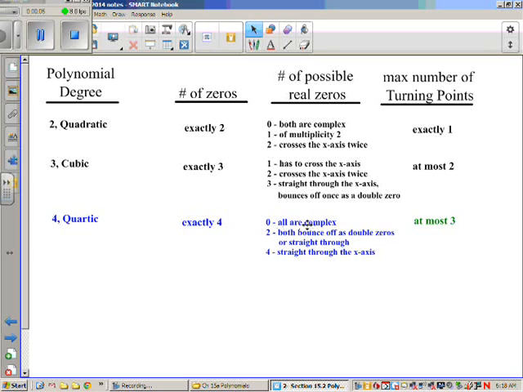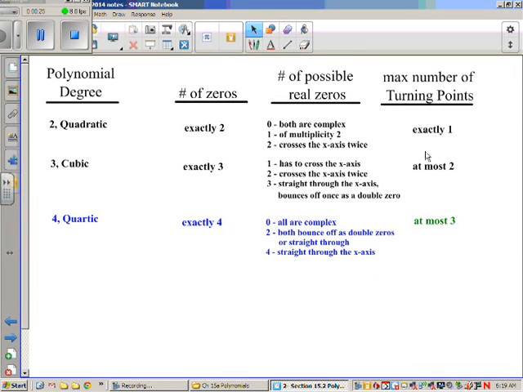You could have no real zeros out of those if the graph came up to but never crossed the x-axis and stayed below or above. We could also have 2 if both bounce off as double zeros or if it goes straight through. We saw examples of that. And then also you could have 4 if it goes straight through every time.